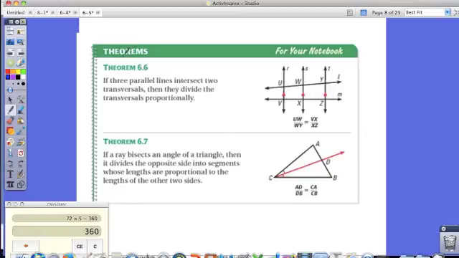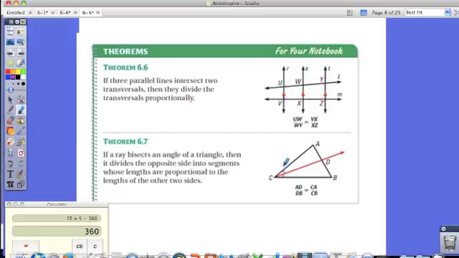Theorems 6.6 and 6.7, but basically what they say: if 3 parallel lines, so that's line R, S, and T, intersect 2 transversals, then they divide the transversals proportionally. Now be aware, because I know you're going to say, but lines go on forever and ever. They're talking about these segments. And the same logic would carry through if there were 4 parallel lines, then in the transversal, they would divide them all proportionally.